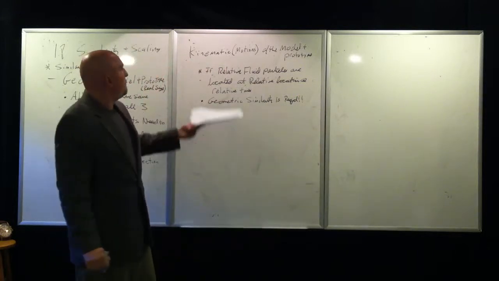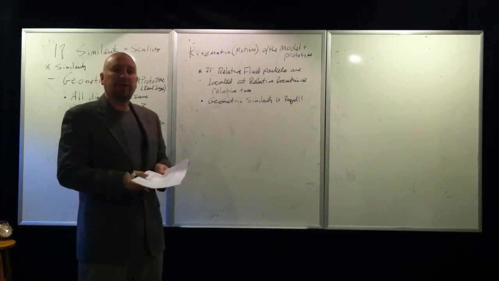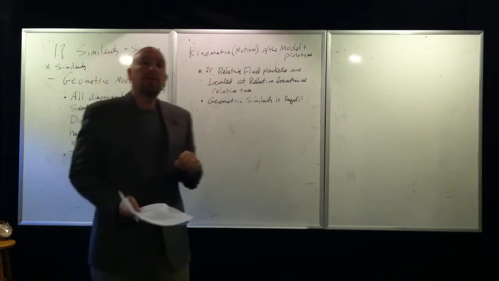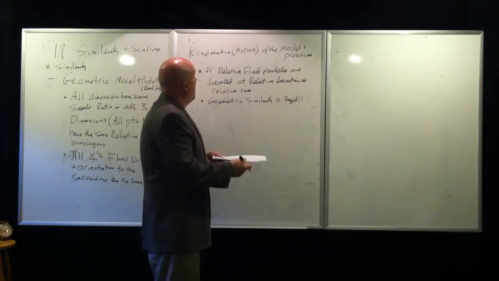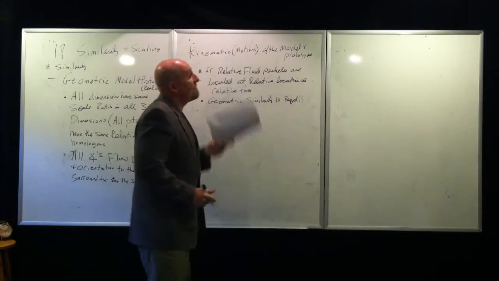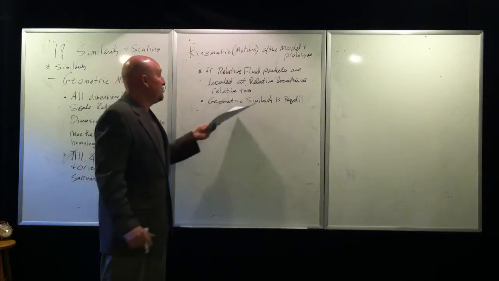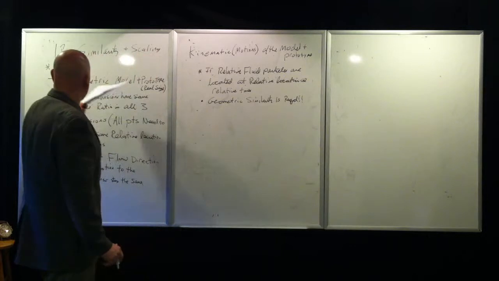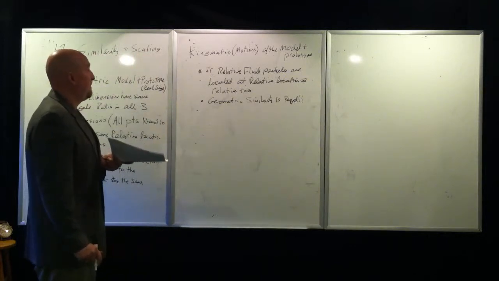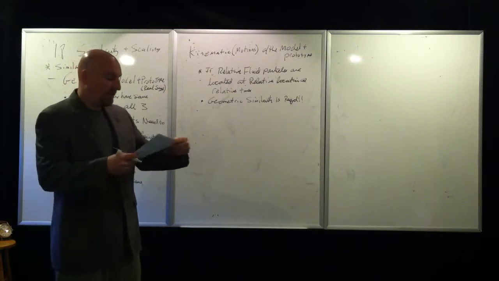So, relative fluid particles are located at relative locations at relative times. That's going to be velocity. So, to have kinematic similarity, you also are required to have geometric similarity. So that is required. The very first one is to have geometric similarity. Then the goal is to get kinematic similarity.